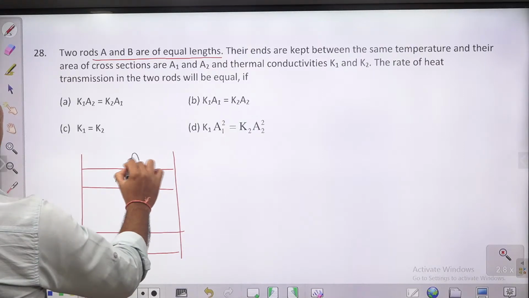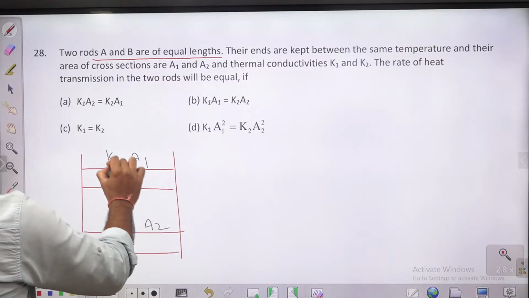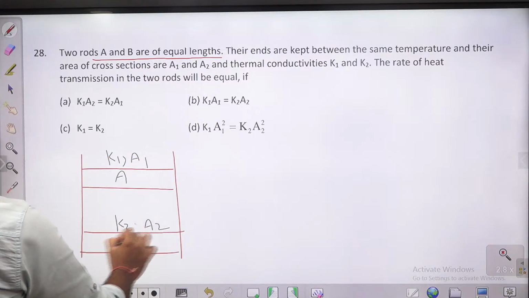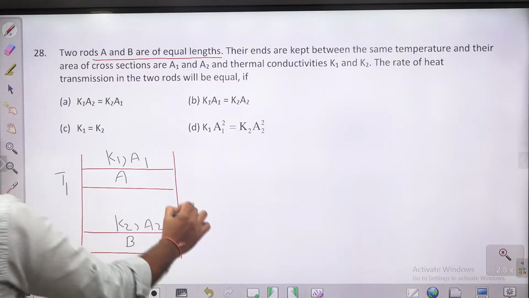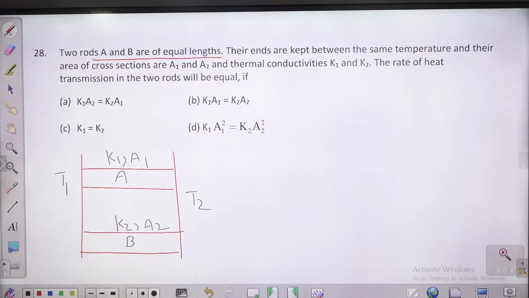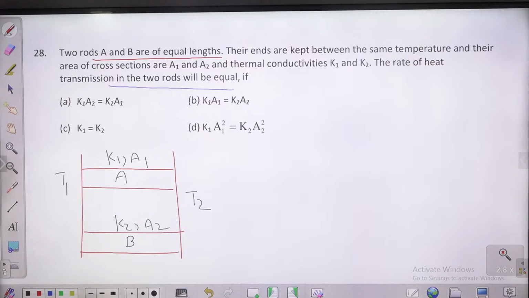This is having area A1, this is having area A2. This is having conductivity K1, this is having conductivity K2. Same temperature difference. So here temperature is T1, here temperature is T2. So temperature difference is also same across them. Okay, now what is it saying? The rate of heat transfer in the two roads will be equal.